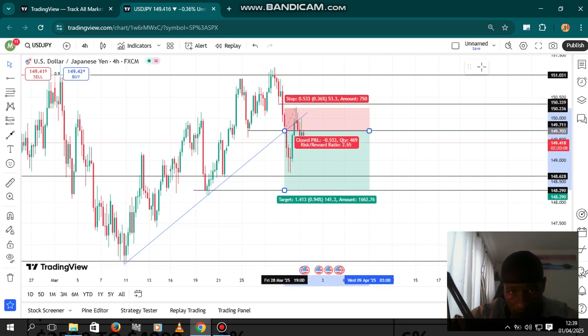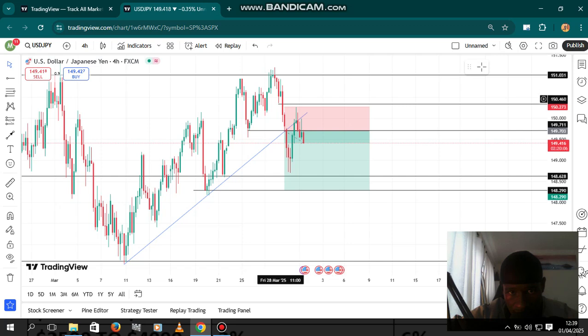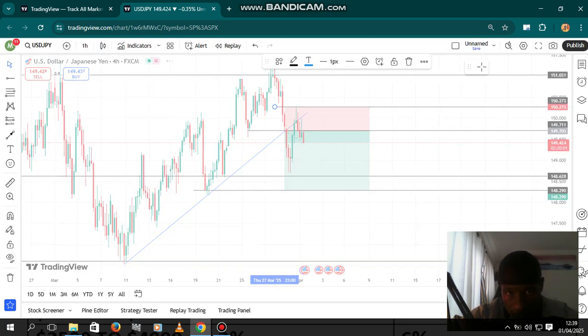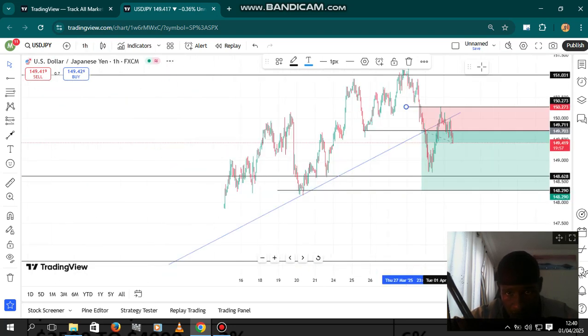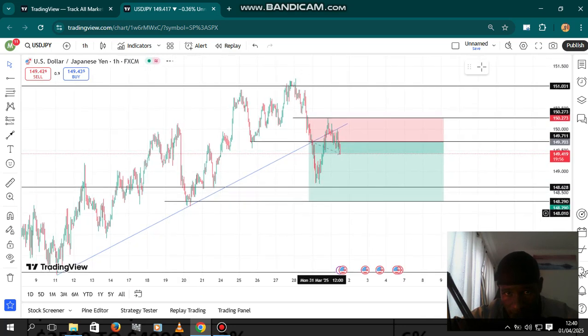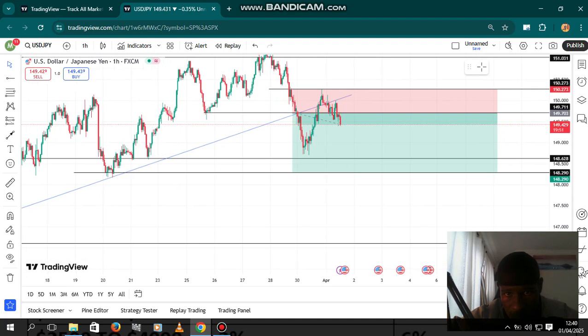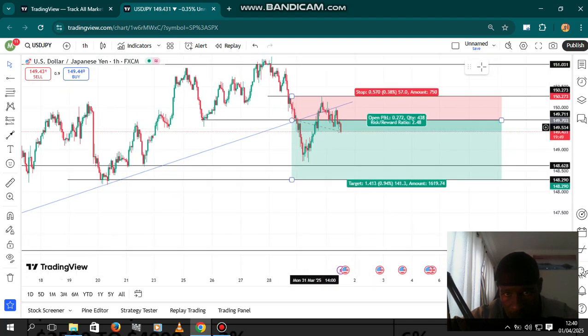I don't like the risk here, but it's fine. Let me see. Yes, it's proper. Let me see on the H1 so that I can see if the risk is good, because I do 1:3. What I see is, okay, my entry is supposed to be here.